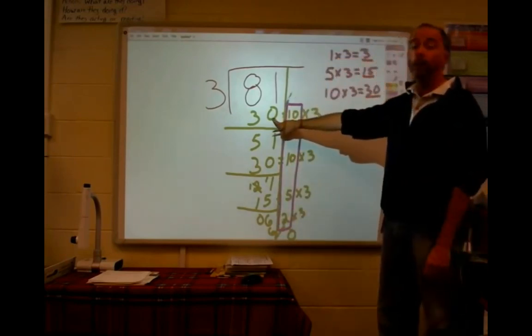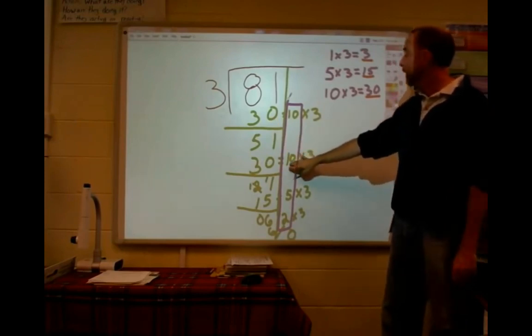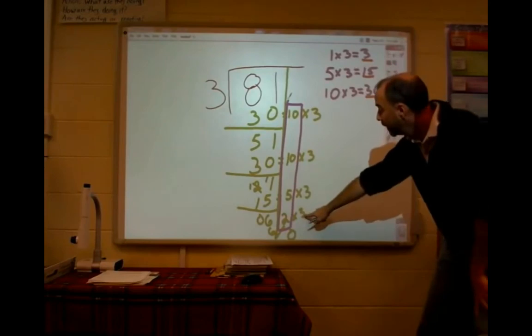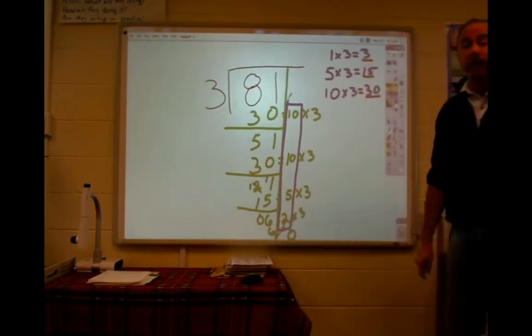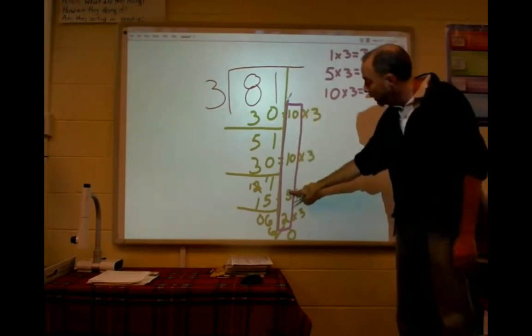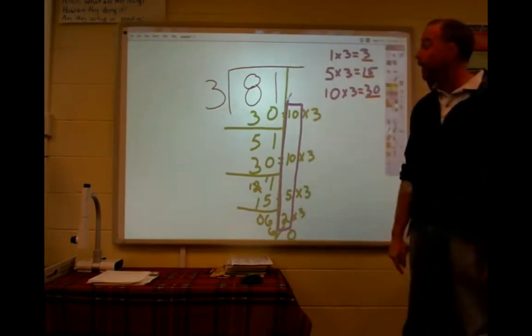Here is 10 times 3, which is 30. This is 3 times 10, which is 30. This is 3 times 5, which is 15. This is 3 times 2, which is 6. These are all my benchmarks. These are all the numbers that I used to figure this out.